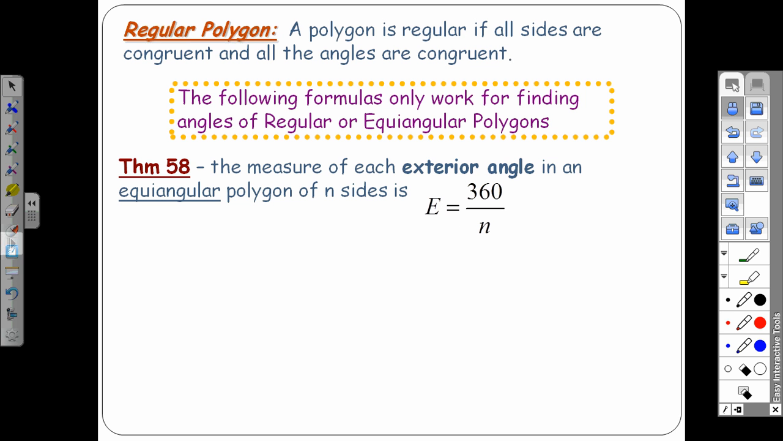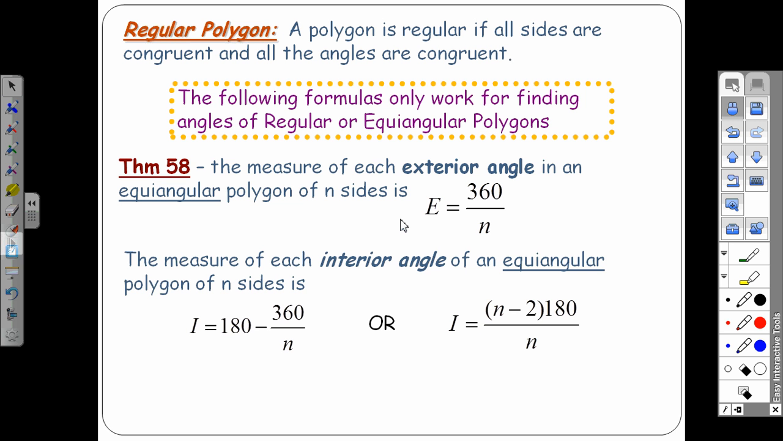The first one asks us to figure out what is the measure of each exterior angle in an equiangular polygon if you have n sides. Well, we know that the sum of the exterior angles is 360 degrees. So if we take that 360 and divide by the number of angles, which is the same as the number of sides, you'll get the measure of each exterior angle. And we use a capital E to represent the exterior angle. Okay, so that's a pretty easy calculation to do.